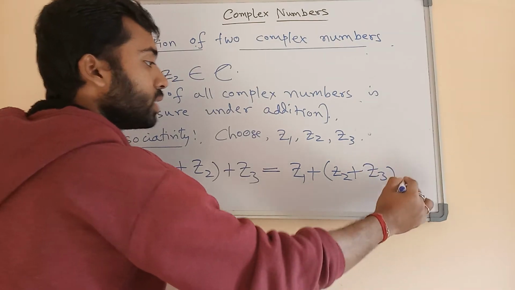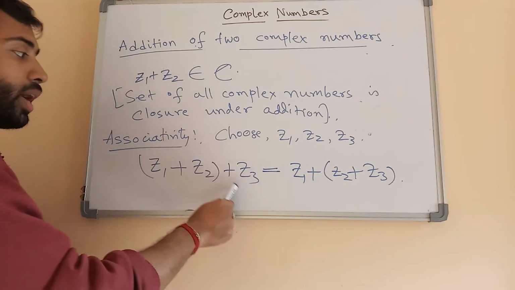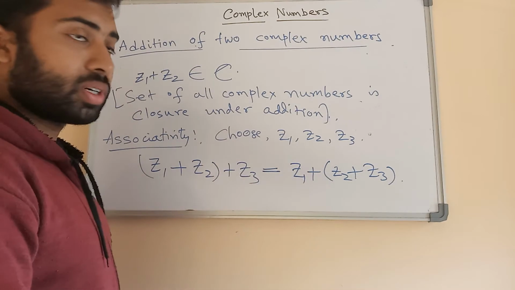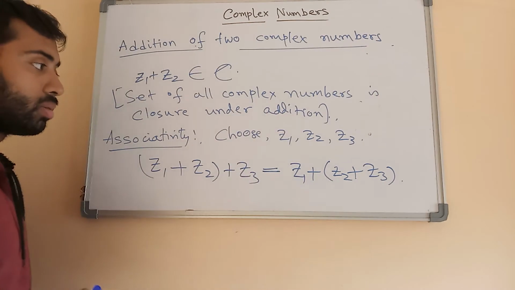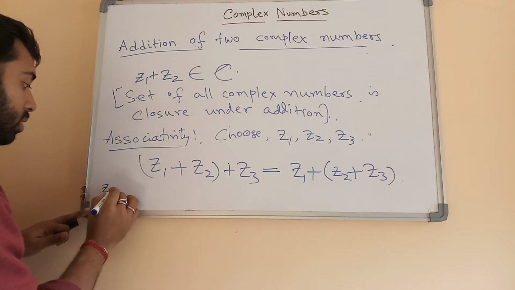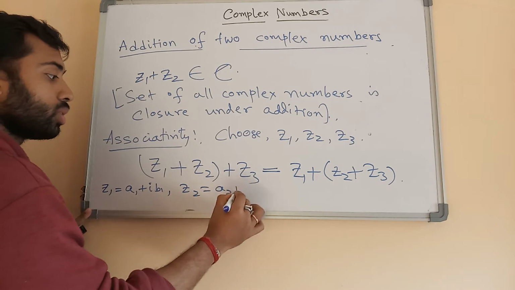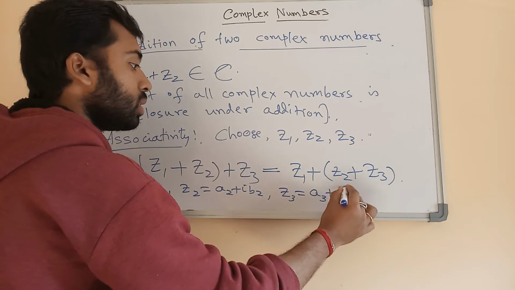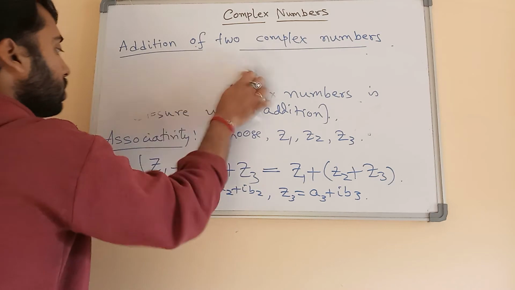is the same as Z1 plus (Z2 plus Z3). That means if we add Z1 and Z2 first, then add the result to Z3, it is the same as if I add Z2 and Z3 first, then add Z1. They are both the same. So how to show this? Take Z1 equals A1 plus iB1, Z2 equals A2 plus iB2, Z3 equals A3 plus iB3. Then add first Z1 and Z2.